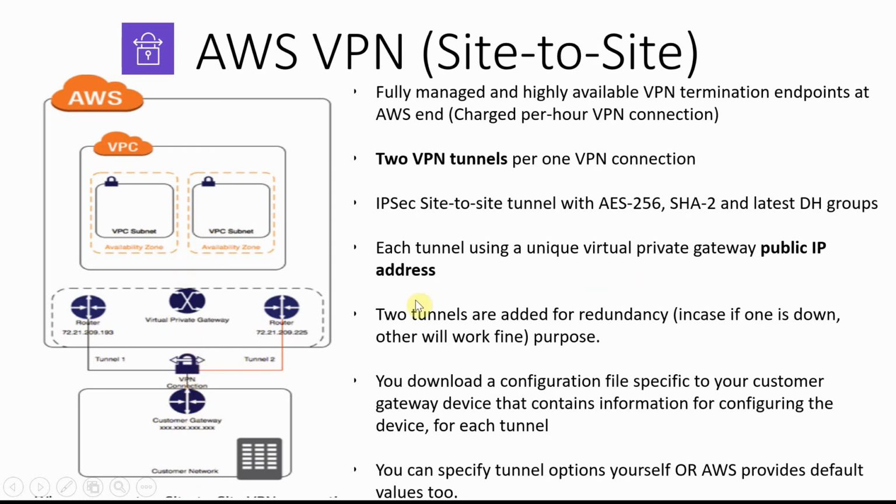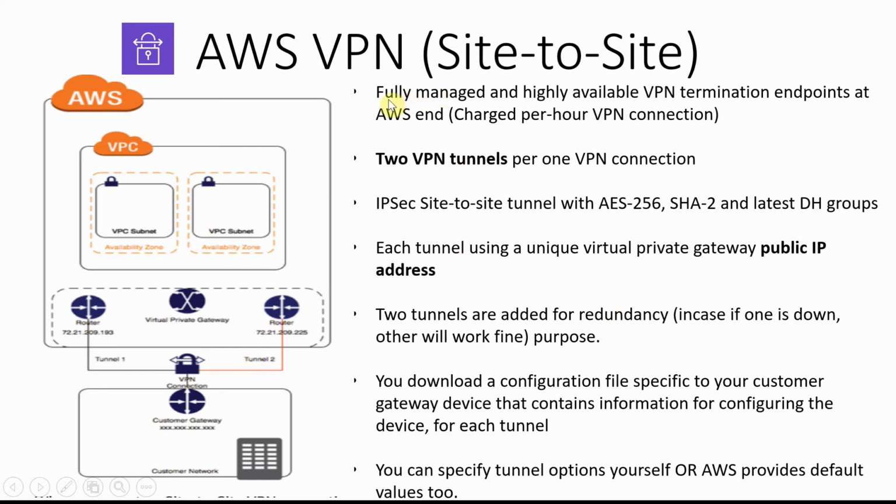So Sham, what is the significance of two tunnels actually? Right. So one is for backup, primary, secondary. Oh, okay. Yeah, primary, secondary. So again, as I said, two tunnels are added for redundancy. In case one is down, the other should work fine. So that is the redundancy aspect.